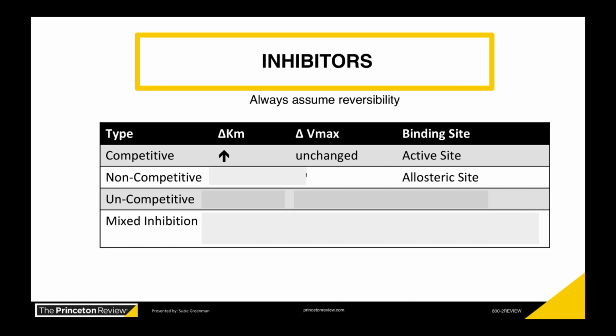So what happens? A non-competitive inhibitor binds to an allosteric site. And if it binds to an allosteric site, it's going to change the conformation of the protein. Basically, it's going to turn it off. And it's not going to turn it off permanently. Remember, when we were taught, you always want to assume reversibility. It can always fall off.